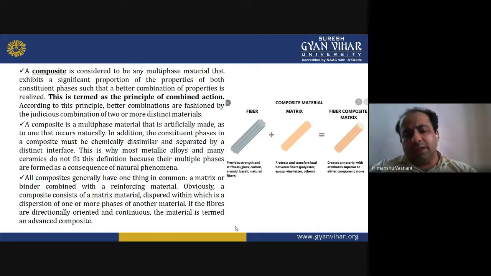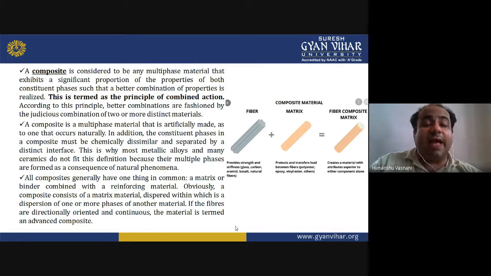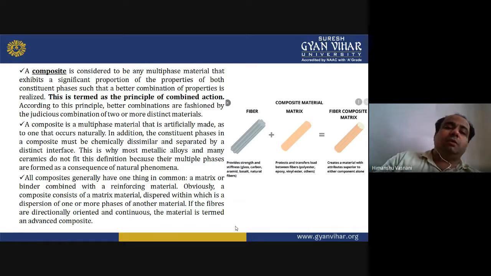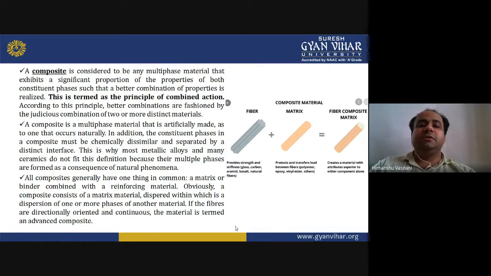So what is a composite? A composite is considered to be any multi-phase material that exhibits a significant proportion of the properties of both constituent phases, such that a better combination of properties is realized. This is termed the principle of combined action, which is really interesting when you talk about composites.